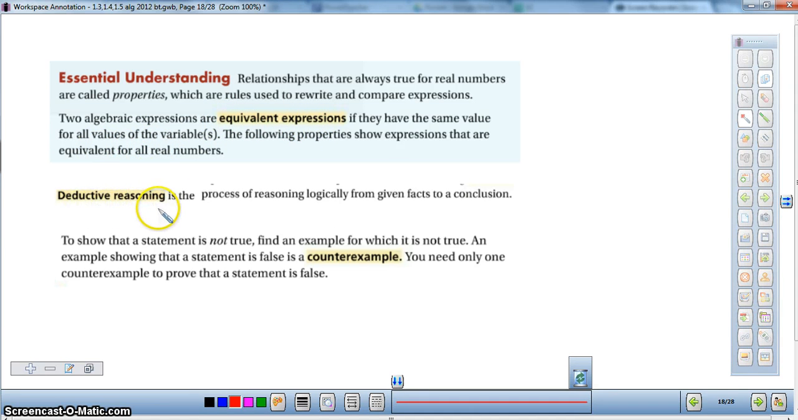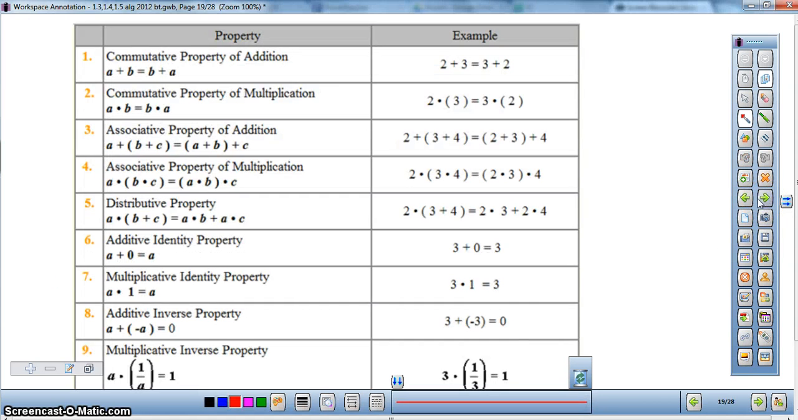Deductive reasoning is in your notes. We're not going to be using it a lot right now, but it's just a process of reasoning logically to make our conclusions. And then we'll talk about the statements, something being not true. If you can give an example that it's not true, that example that is false is called a counterexample. So a false example of something is called a counterexample. So this is more vocabulary, math vocabulary we will use throughout the year.